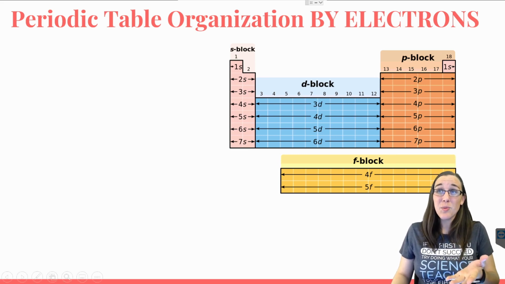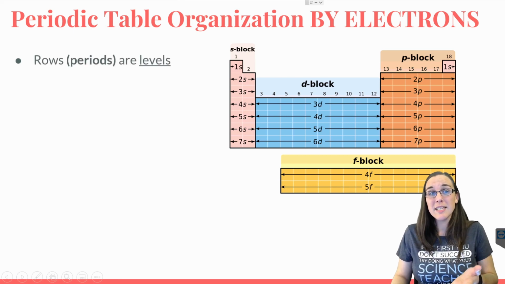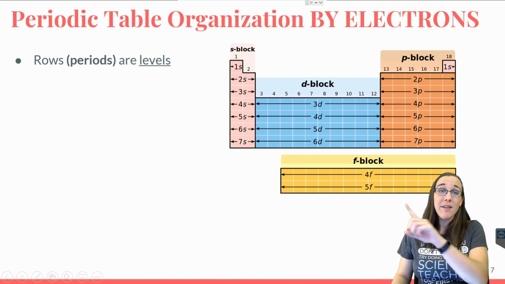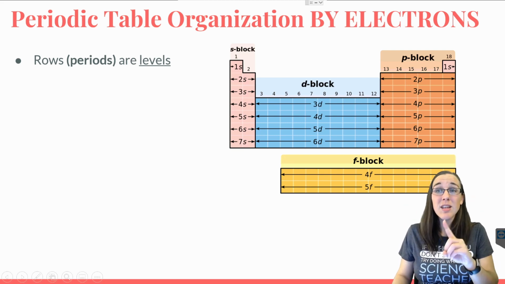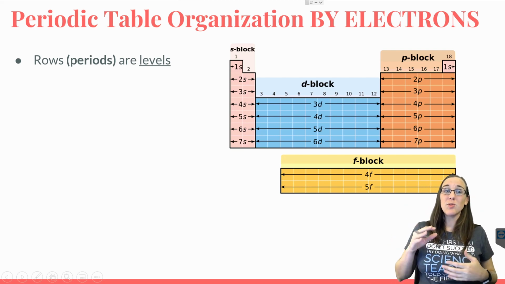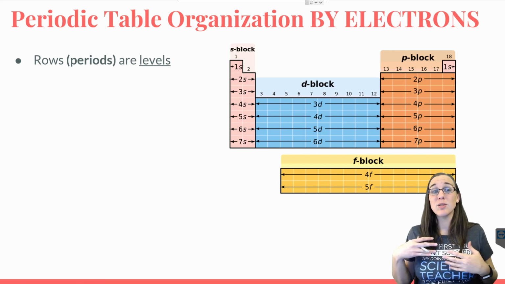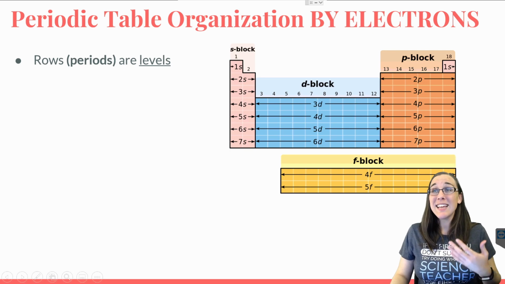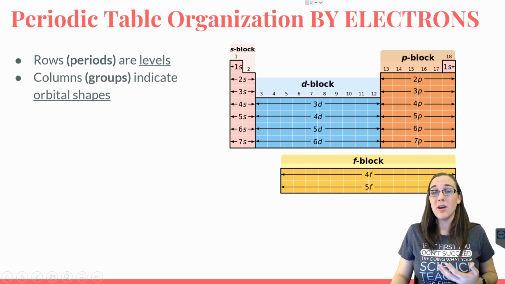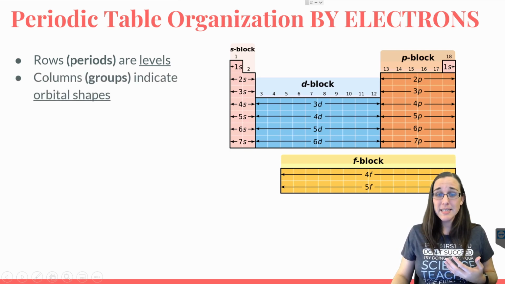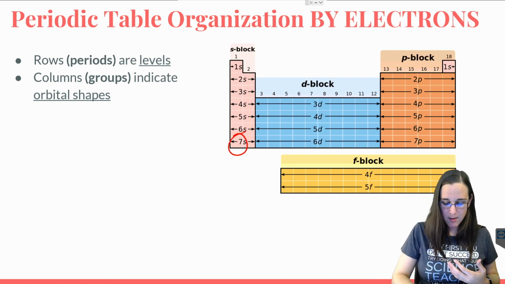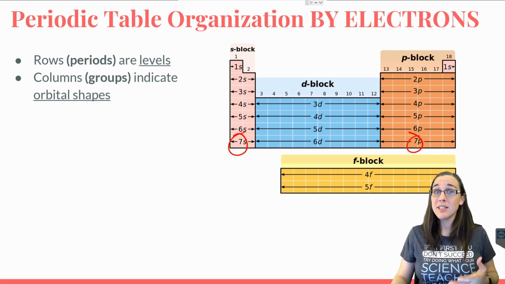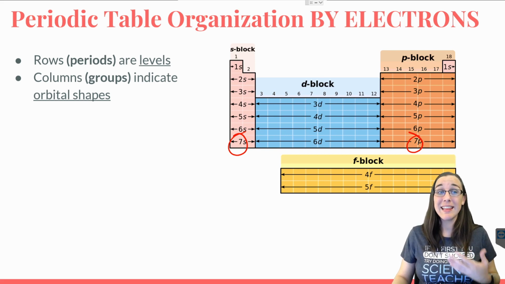This is another way that the periodic table is organized. Those rows that we talked about, those periods going left to right, those levels are now what we're going to refer to them as. We're going to say levels as opposed to periods in this case. So there are 7 levels when we're looking at the periodic table. As you can see, there are a max of 7. 7 is the largest number that we see in terms of a level.